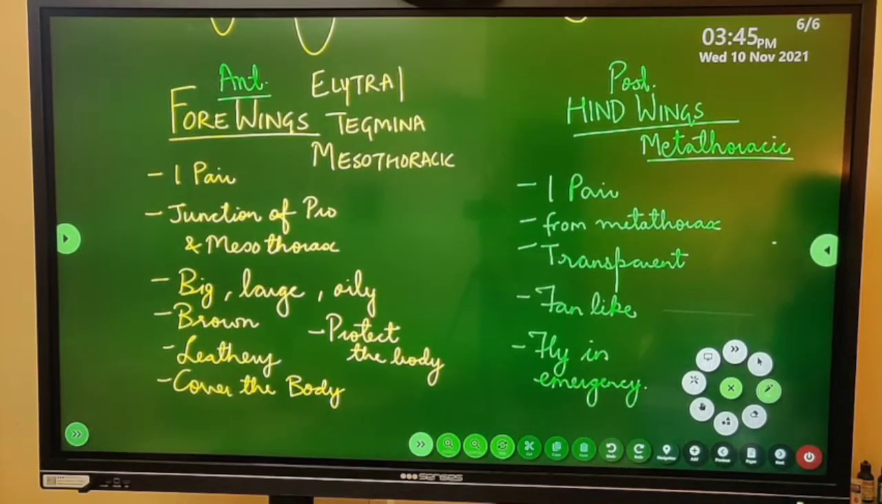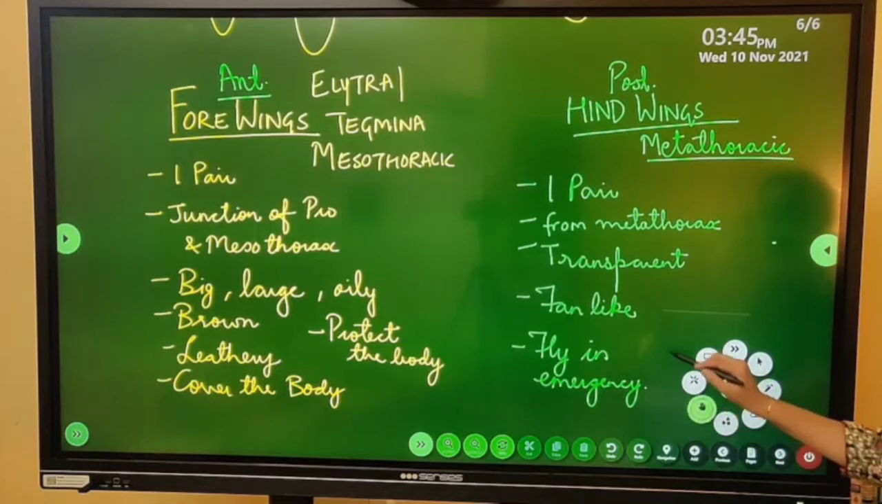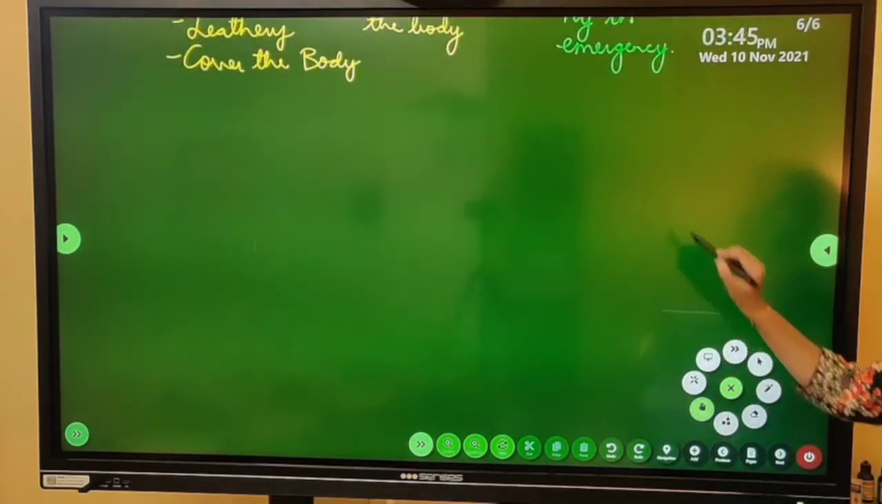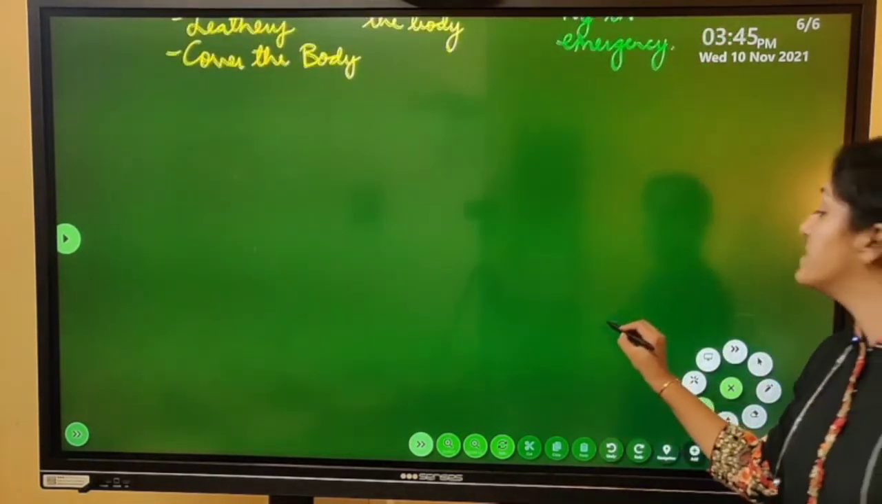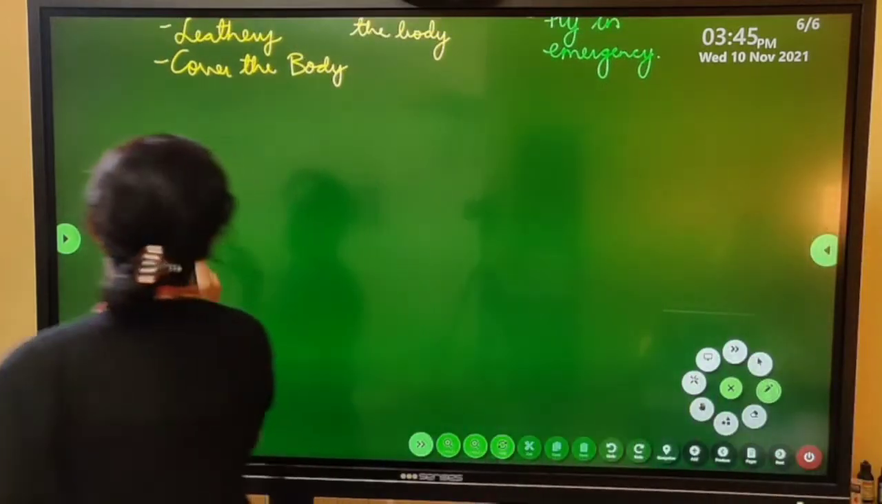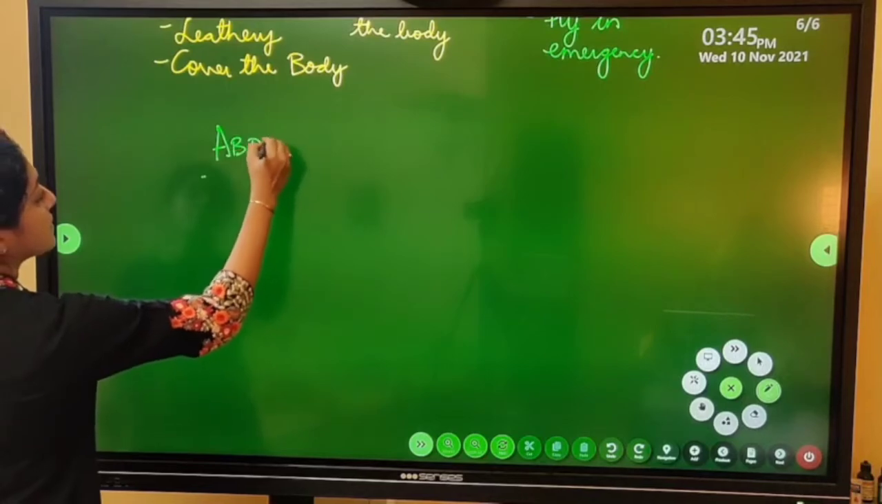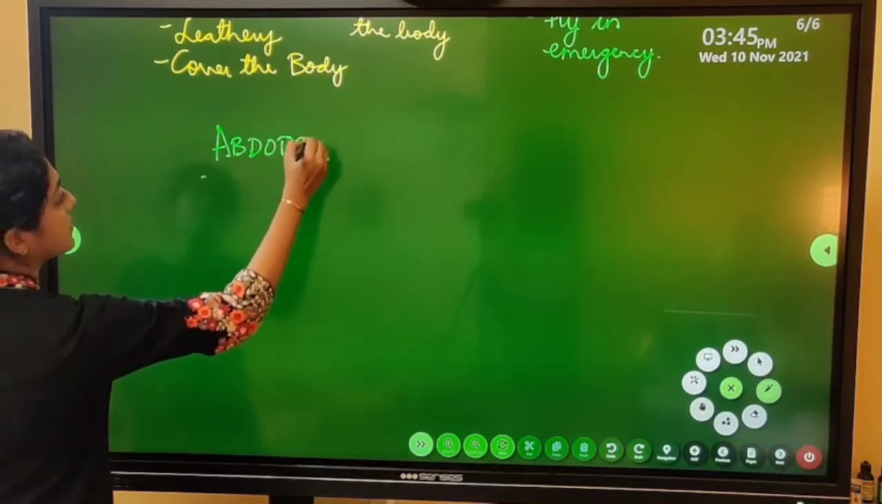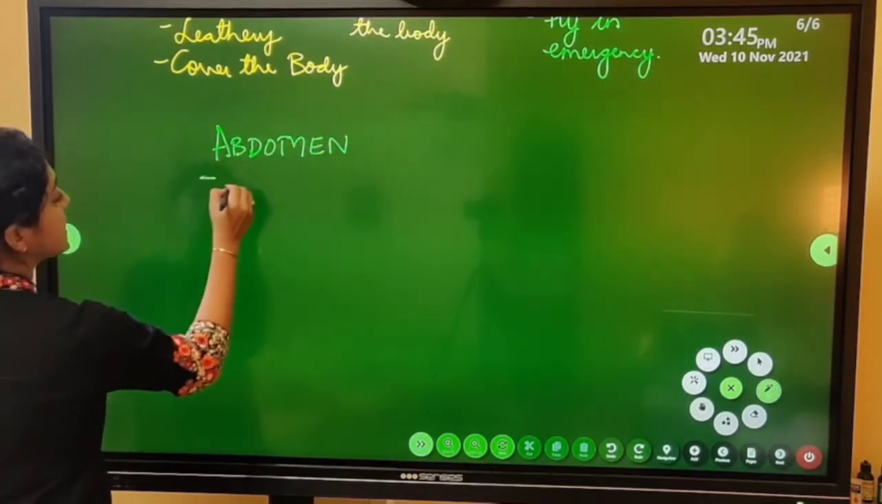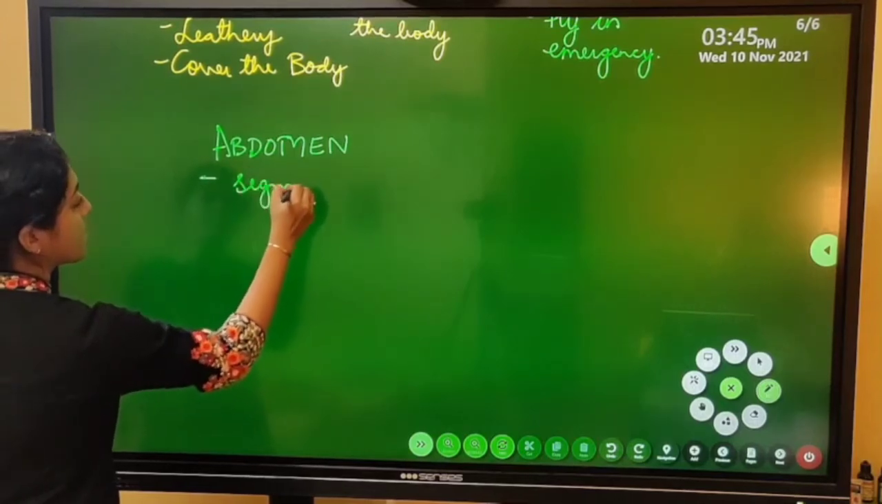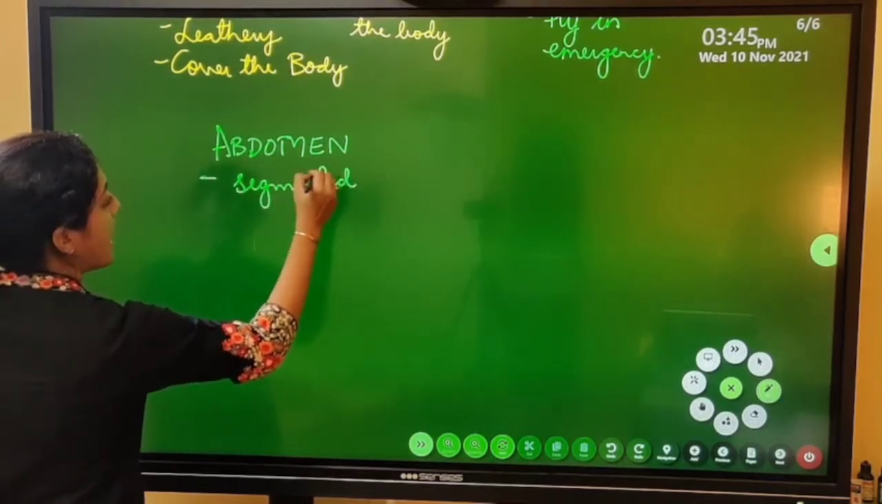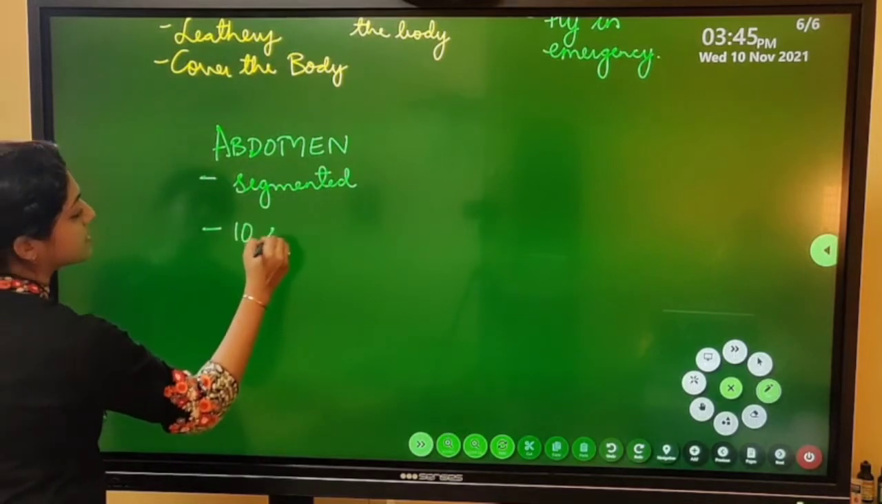Now let us see the abdominal region, which is the last part of today's lecture. The abdominal region is present in 10 segments. तो जो abdomen है, it is also segmented, and 10 segments are present.